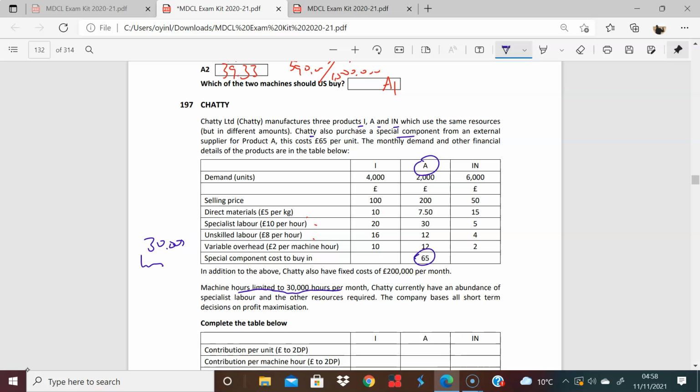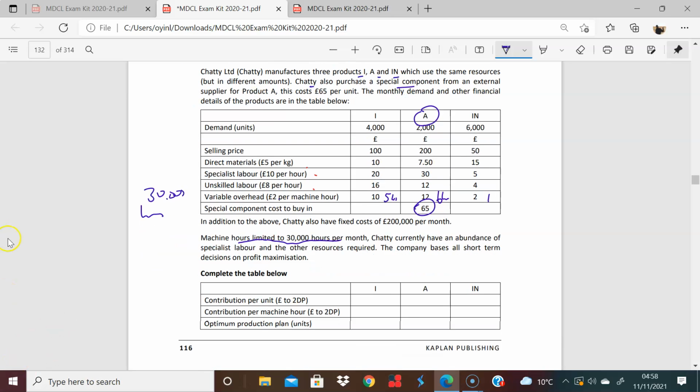So in terms of machine hours, if I'm paying £2 for each machine hour, I will need 5 hours here, because 2 times 5 is 10. And here you'll need 6 hours, and here you'll need 1 hour. So 5, 6, and 1, because it tells you £2. So you know how many hours you need. That's the first thing. But first of all, let's calculate the contribution.